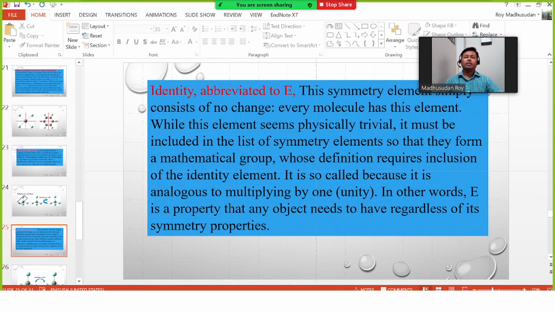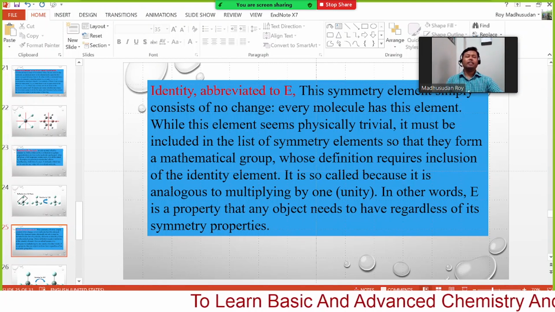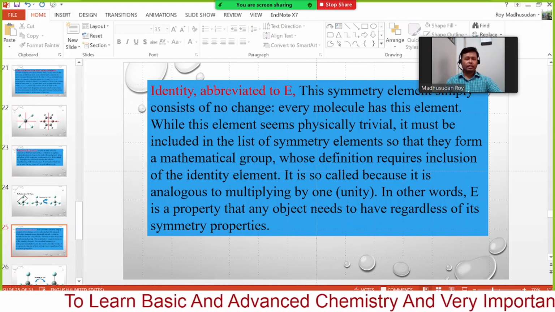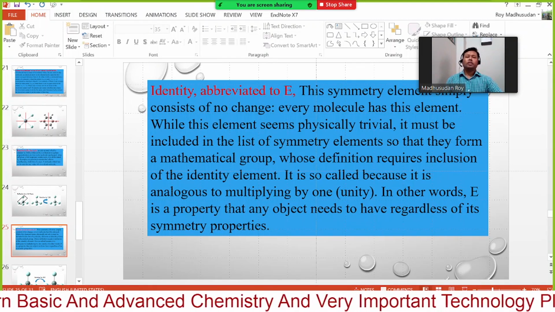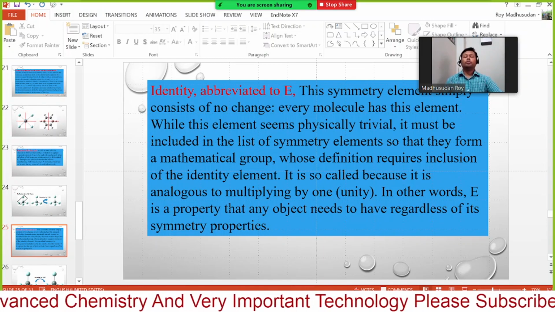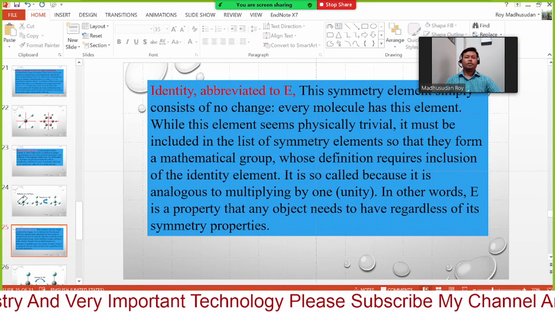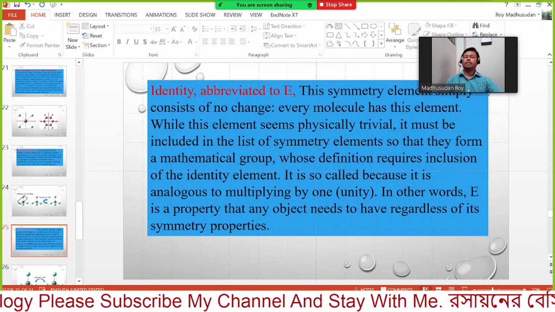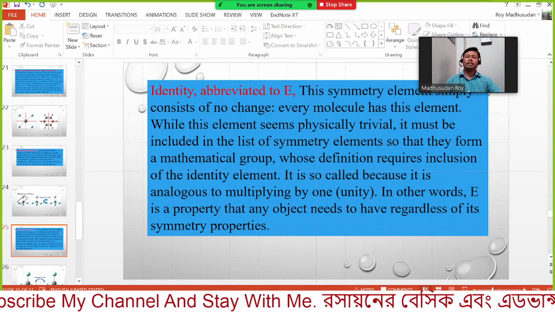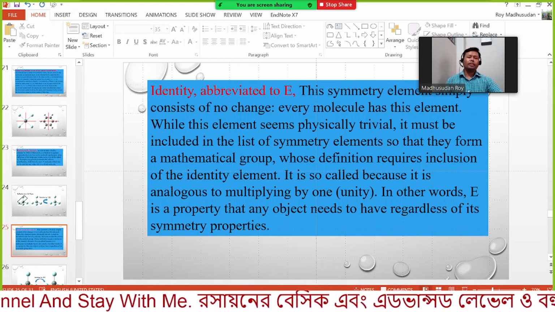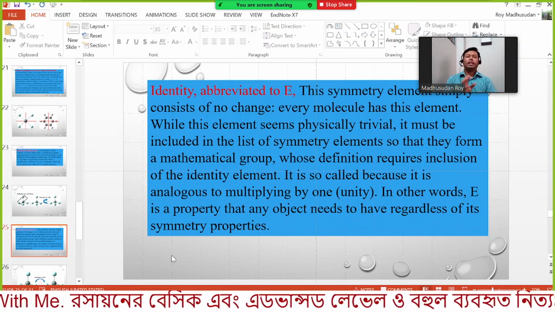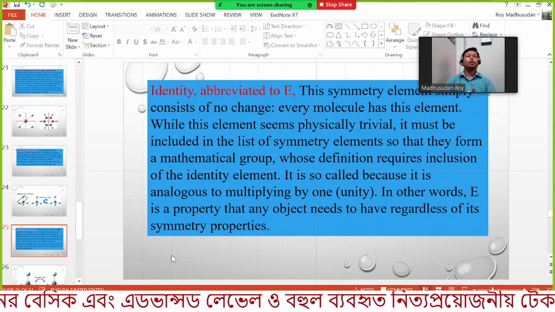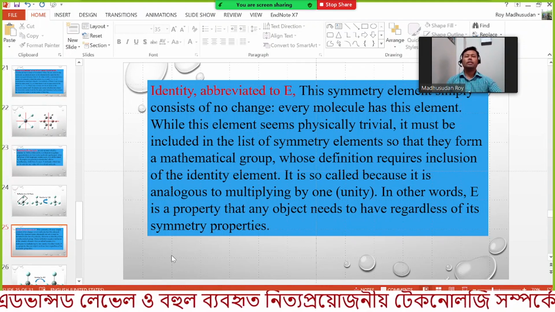When we symbolize identity, we use E, which is a little bit difficult. Identity should be I, but we are using E instead of I, because we use I to show improper. We cannot show two different words by the same symbol. Therefore we are changing identity to E. That means if you rotate 360 degrees, if only this is possible to get the symmetry of a molecule, that is known as identity operation.